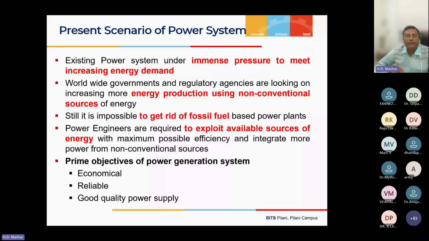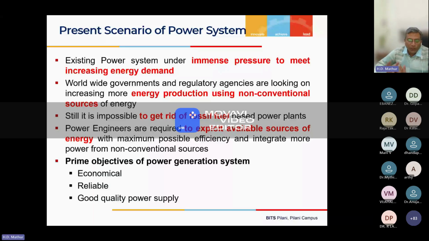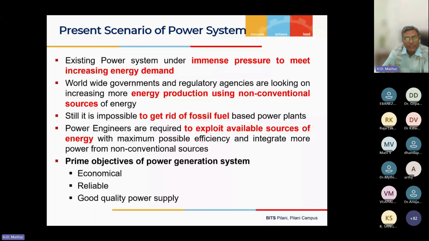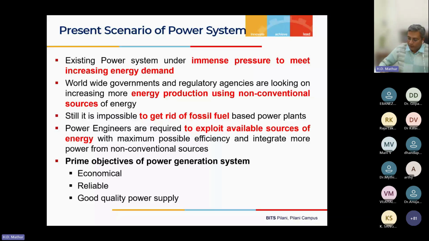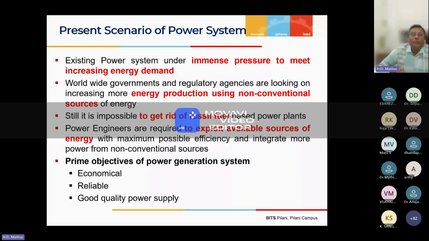If you see the present scenario of the power system, what exists today is here in front of you in these slides. As we all know, there has been a continuous increase in energy demand across the globe, and most of the power produced today, not only in our country but everywhere, is through conventional sources of energy. There is pressure on all governments that these conventional sources should now be replaced by non-conventional sources of energy. So worldwide, governments and regulatory agencies are looking at increasing energy production using non-conventional sources.